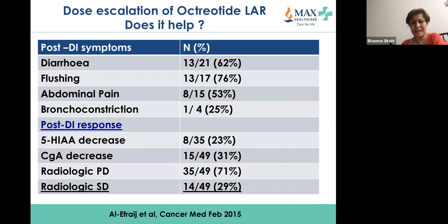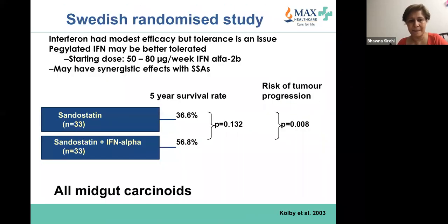Dose escalation, it does help. So if you have a patient who has a lot of symptoms, I've had patients with flushing and diarrhea. As you can see from this slide, there is a decrease in 5-HIAA in 23% of patients. Chromogranin A goes down. Radiologic stable disease is there in almost 30% of patients. The number of patients where the diarrhea is improved is almost 62%. Flushing, abdominal pain, and wheezing, bronchoconstriction is helped in a quarter of the patients.